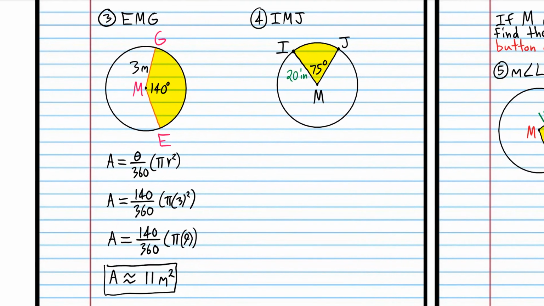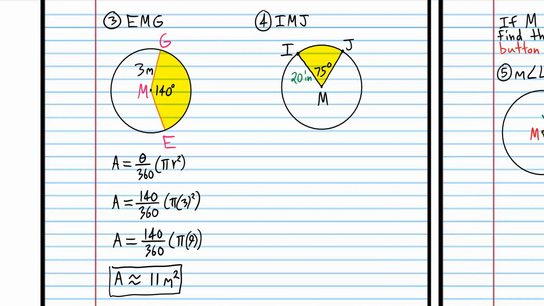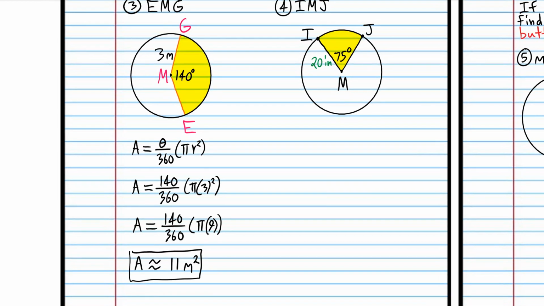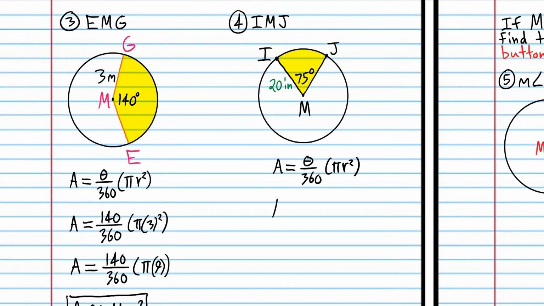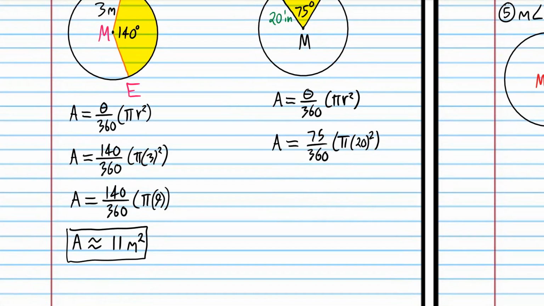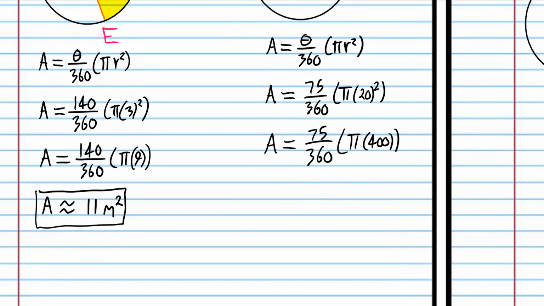Go ahead and try number 4, and when you come back, we'll do it together. All right, we're back. By the way, if you got the previous problem right, good job. So we're just writing the formula. We're showing the tool that we're using. And we have central angle is 75, and radius is 20. And 20 squared, that's just 400. You can use your calculator for that if you need to.